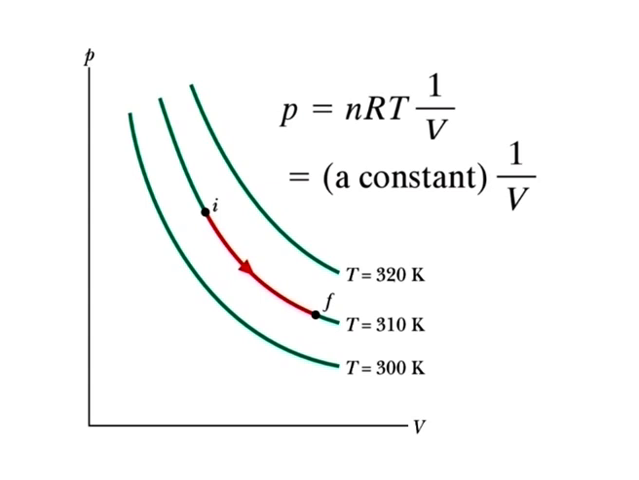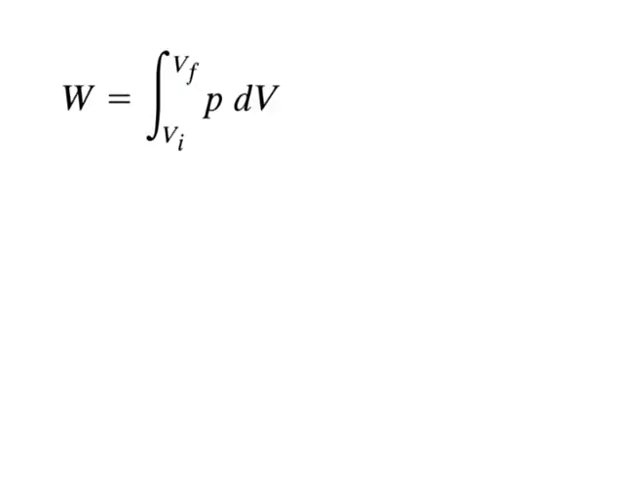Superimposed on the middle isotherm is a path followed by a gas during an isothermal expansion from state I to state F at a constant temperature of 310 Kelvin. To find the work done by an ideal gas during an isothermal expansion, we start with this equation: W = integral of P dV from Vi to Vf. This is a general expression for the work done during any change in volume of any gas.